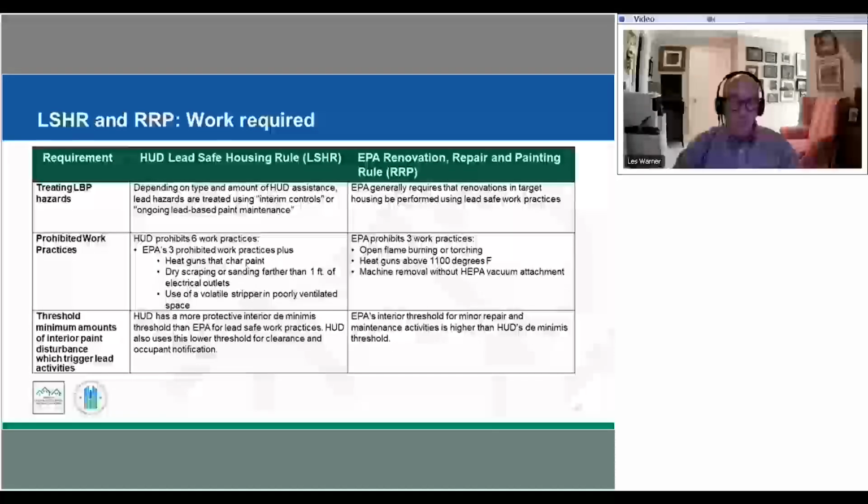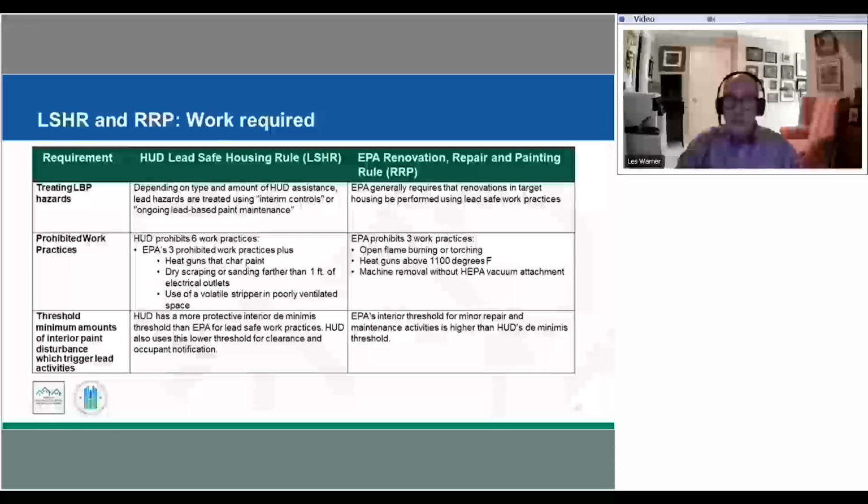So we want to make sure that as we're contracting for remediation work to be done, that our contractor understands, oh, this is a project that triggers the lead safe housing rule. So in this case, I need to follow and make sure that they know that there are 6 work practices that are prohibited, not just the 3 that they might be used to for other projects where we're not triggering the lead safe housing rule.